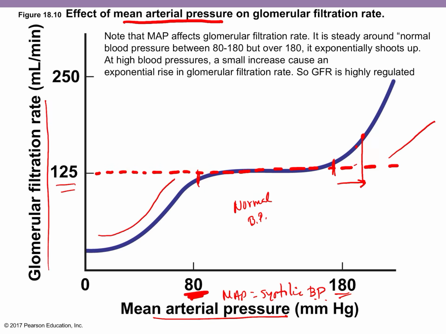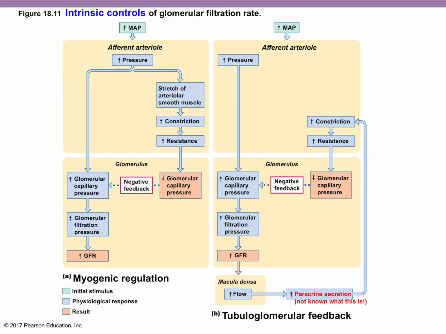And then the opposite is true too. So you can see how we have another very slippery curve here, a steep curve. And so once you go beyond 80, when your blood pressure gets lower, the filtration rate drops drastically. So you have to tightly regulate the filtration rate so that you can get an optimum 125 mils per minute.